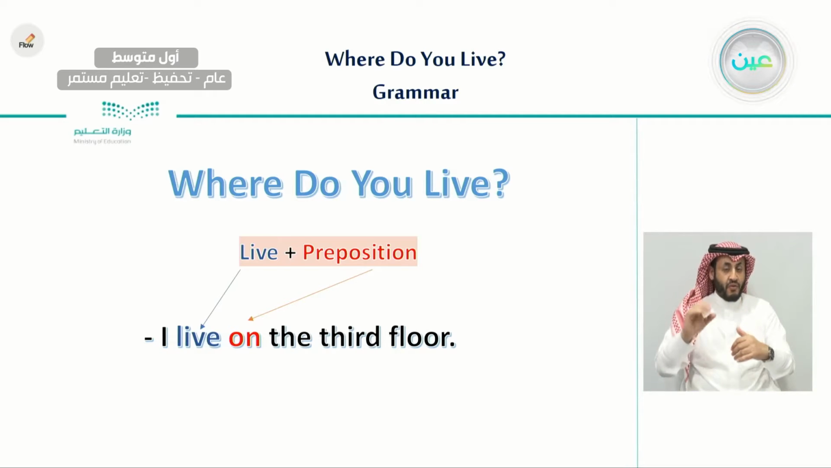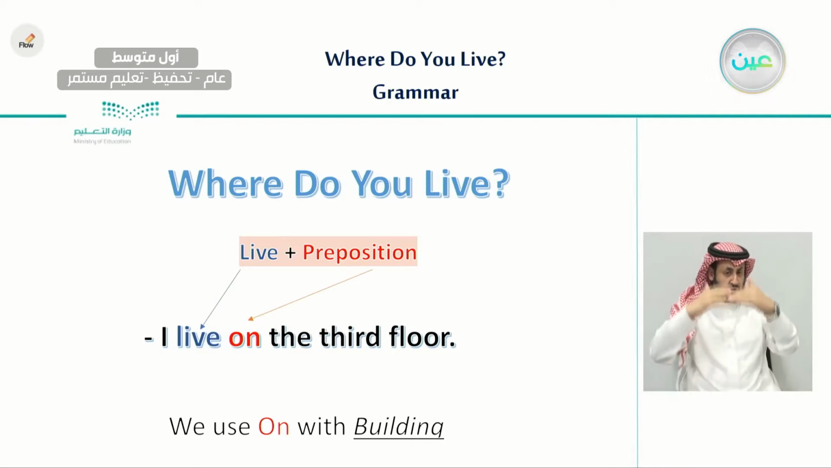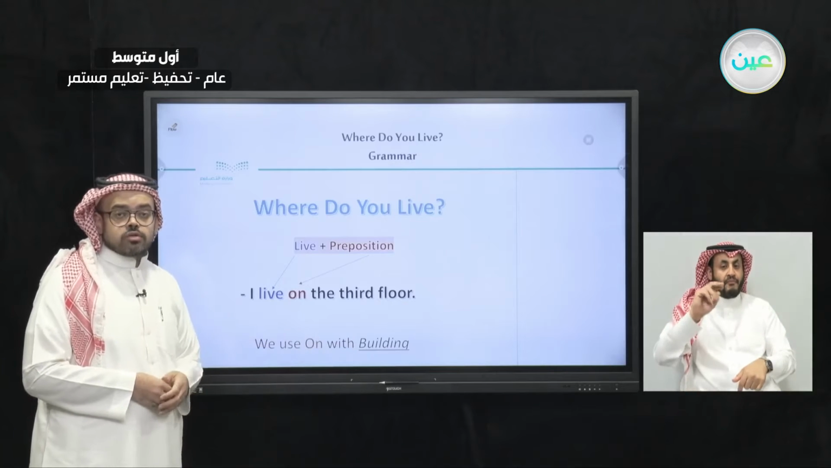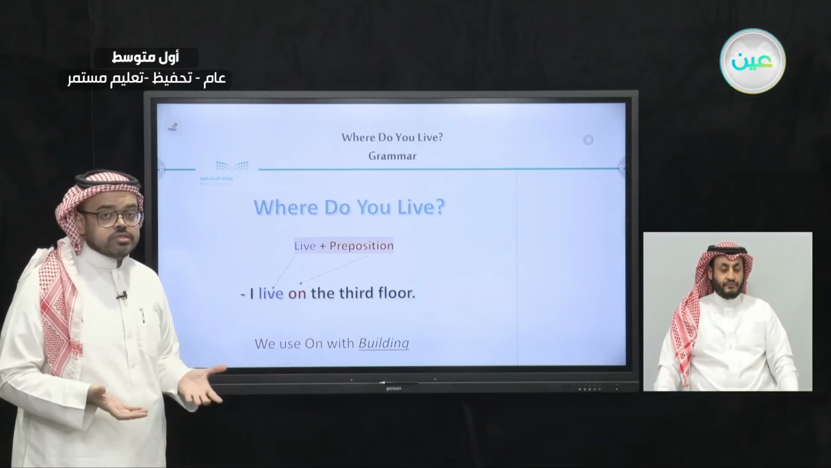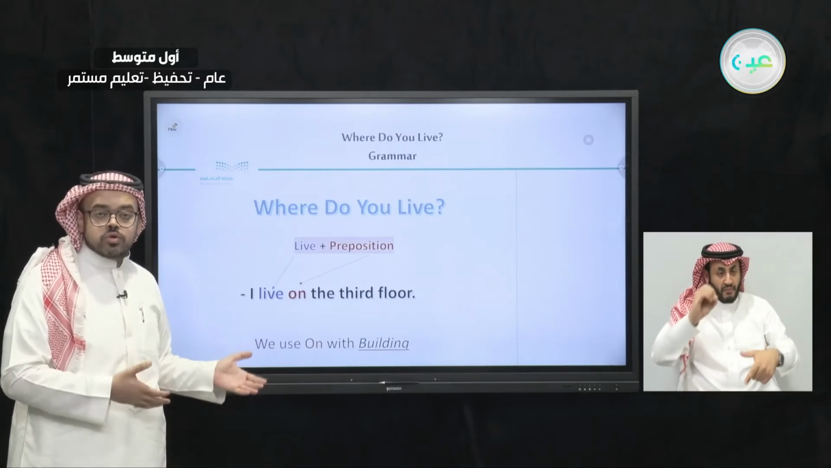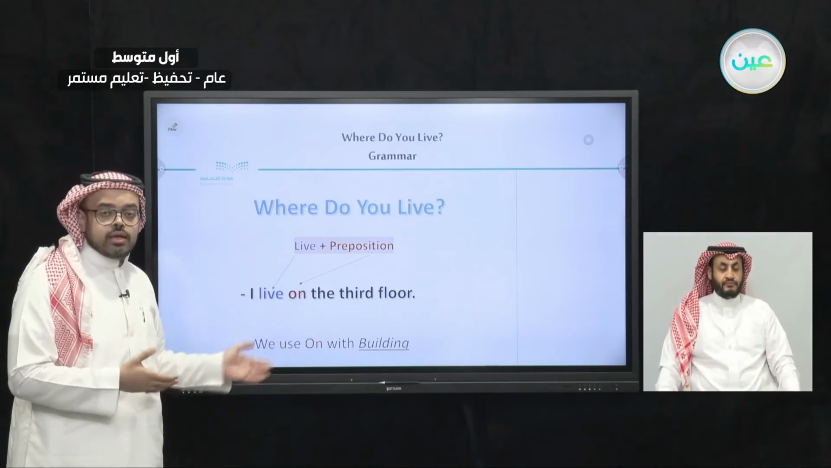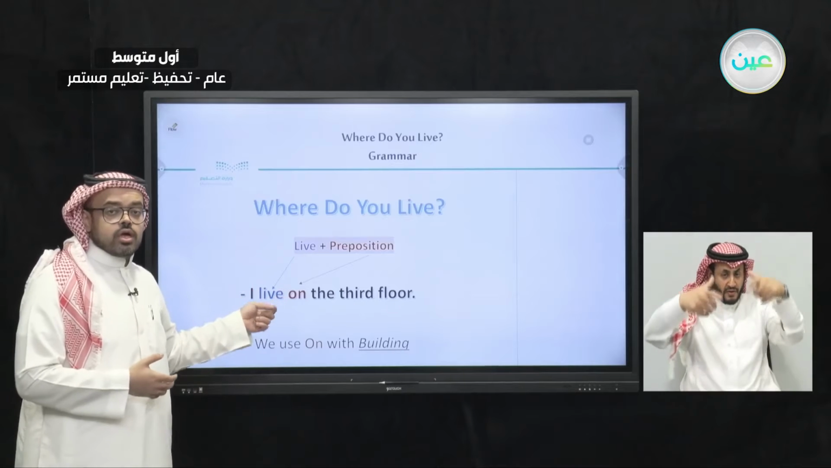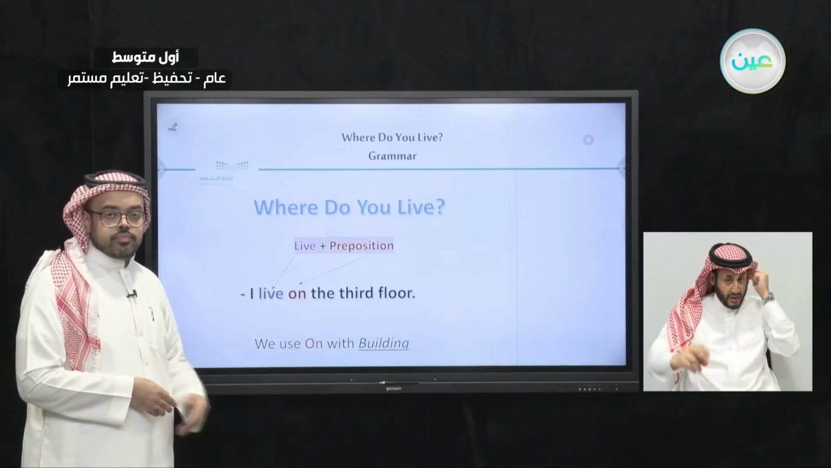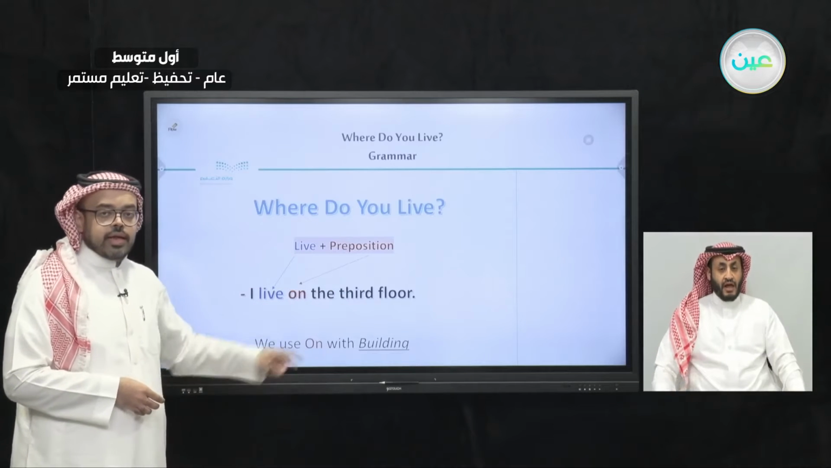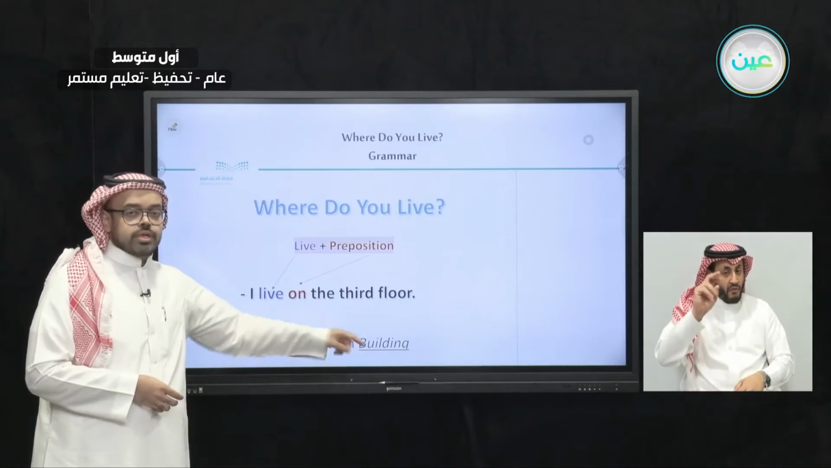So when can we actually use on? We use on if we want to talk about a building. So if I want to talk about a city, I live in that city or in that neighborhood, I would use the preposition in. But if I want to talk about a building, I would use on. So I live on the 3rd floor. And here we use on with a building.